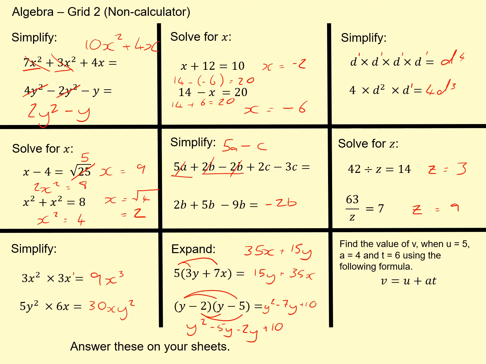And then lastly, we've got a bit of substitution. It says find the value of v when u equals 5, a equals 4, and t equals 6. So let's write that out. We've got v is equal to 5 for u, add at. Now remember, at on its own means I'm multiplying a and t together. So just to make it clear what's happening there, I'm going to say 4 times 6. Now I put the brackets in just to make it clear. Didn't need to, because BIDMAS says I need to do the multiplication first. So 4 times 6 is 24. So really that is 5 add 24, which gets me 29. And that's the algebra grid.